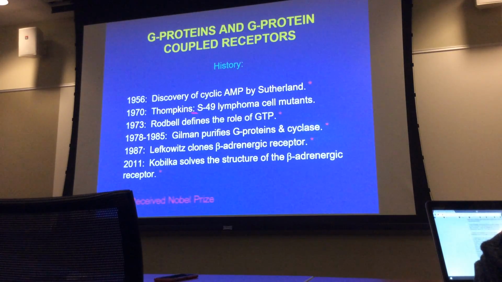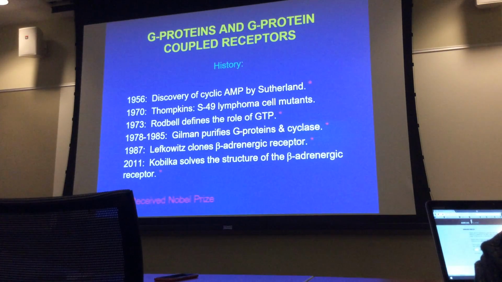So he was at the University of Virginia in Charlottesville, and one of his faculty colleagues in Charlottesville was Al Gilman, and he took his cell models that he used, and he was able to show that the third protein, that central component that coupled the receptor with cyclase, was a G protein. And another guy at NIH, Martin Rodbell, did exactly the same thing. So Rodbell and Gilman shared the Nobel Prize.